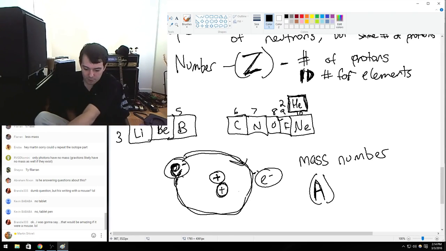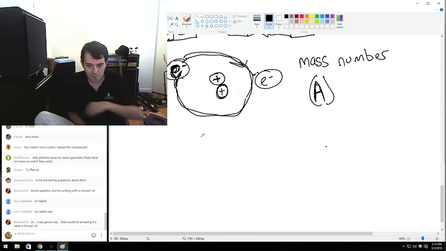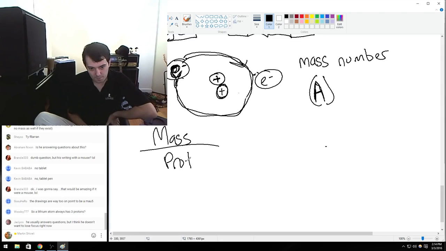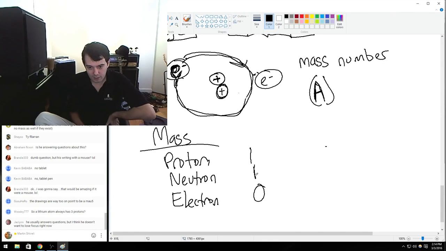The A number is very easy to calculate. Remember, what are the masses of our particles? Protons is one. The neutron is one. And the electron is zero. So you just add up the neutrons and the protons and you get a weight.